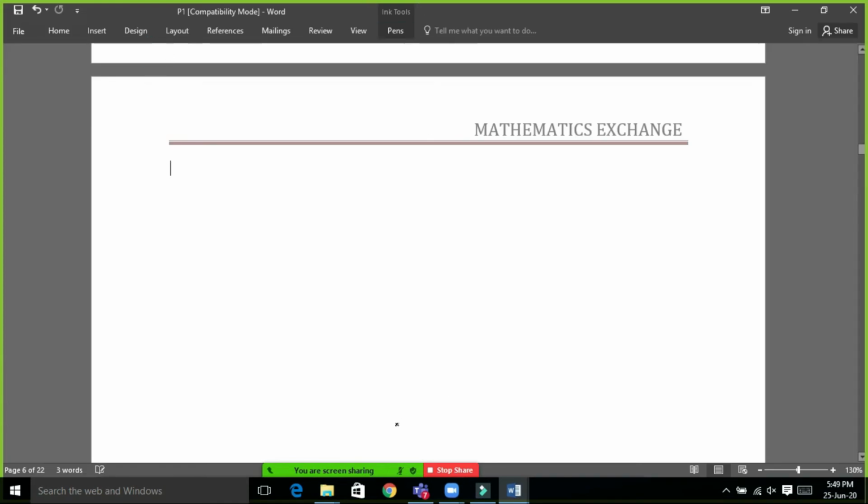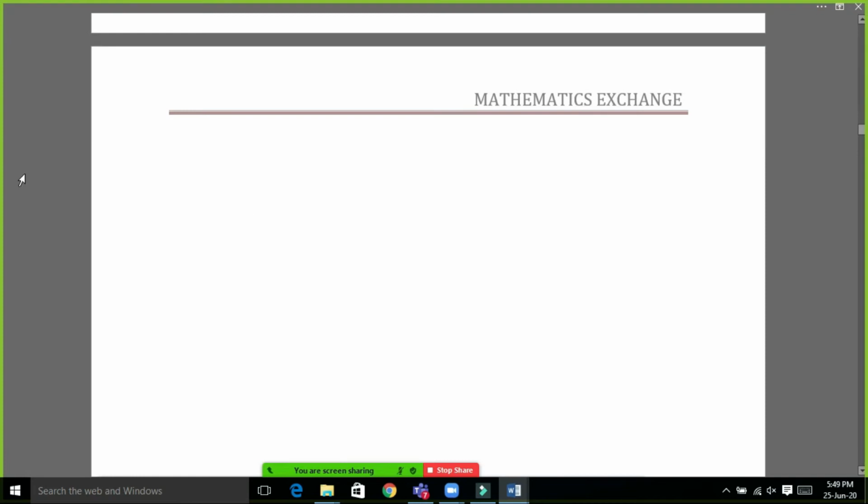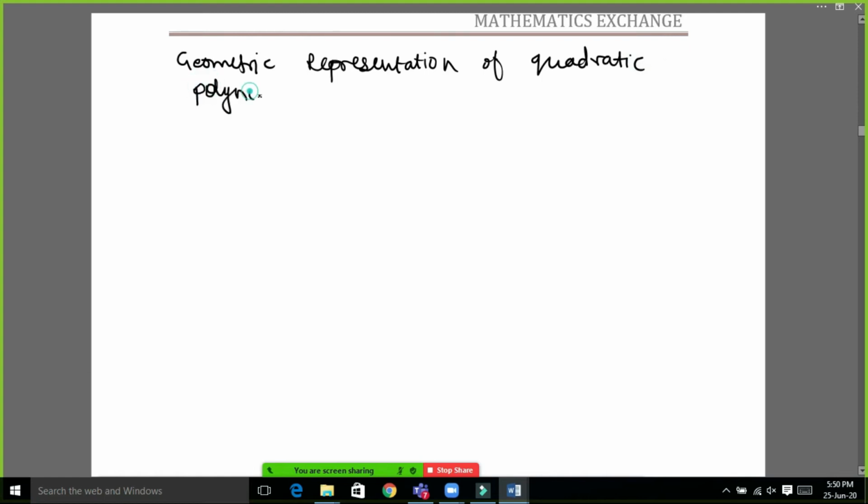So students, let us see the geometric representation of zeros of a quadratic polynomial. Geometric representation of quadratic polynomial. So let us take one quadratic polynomial.